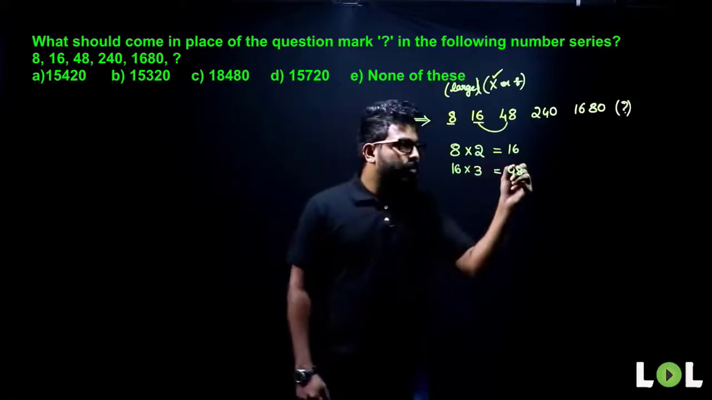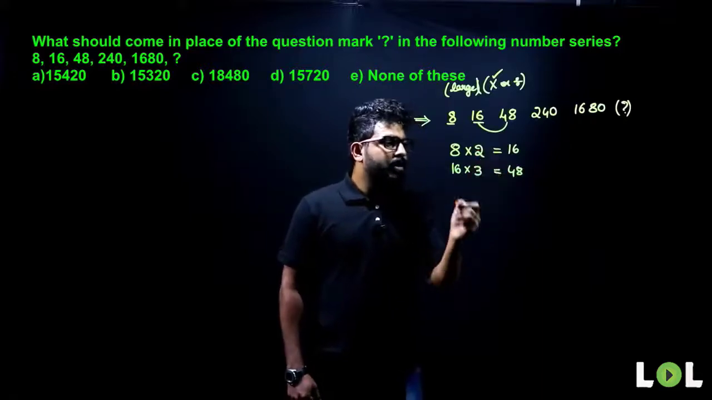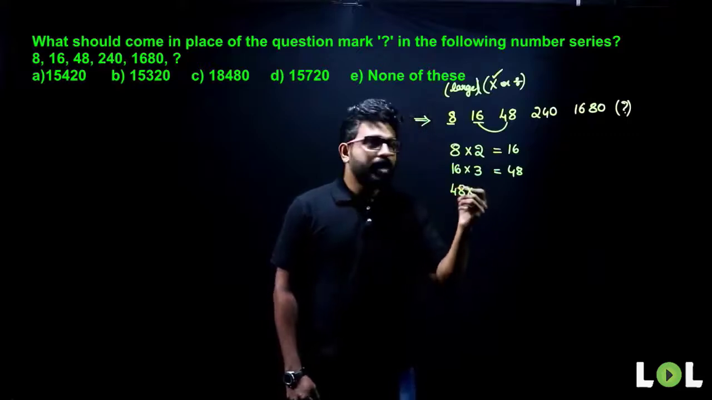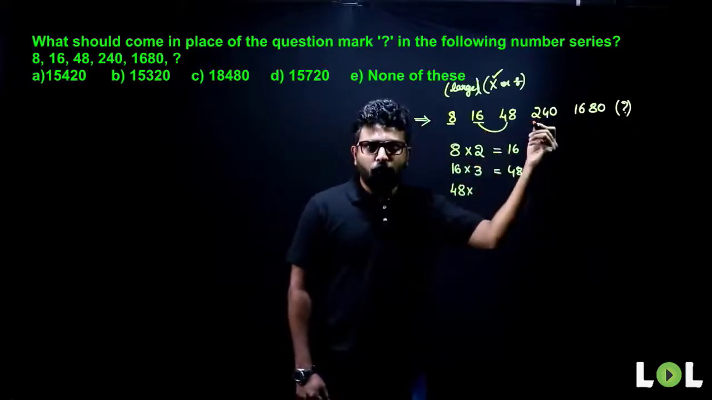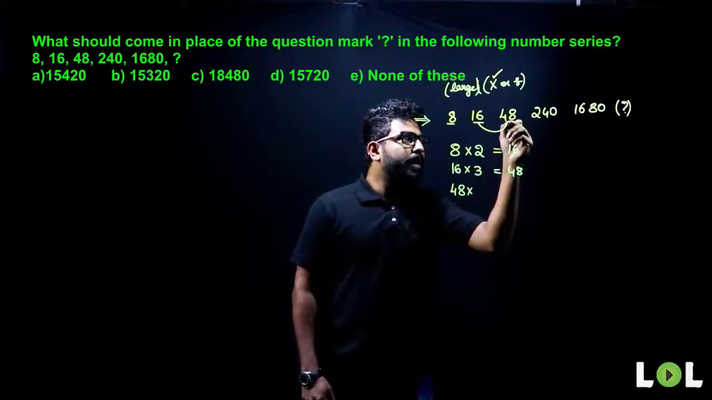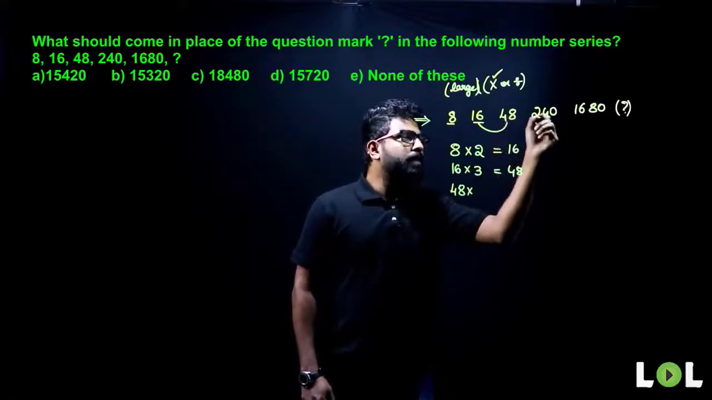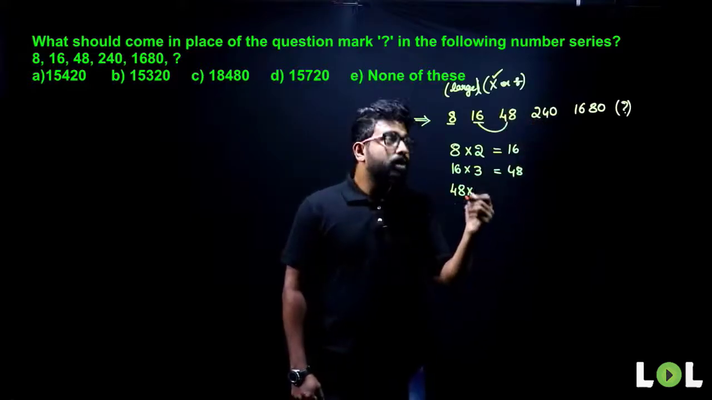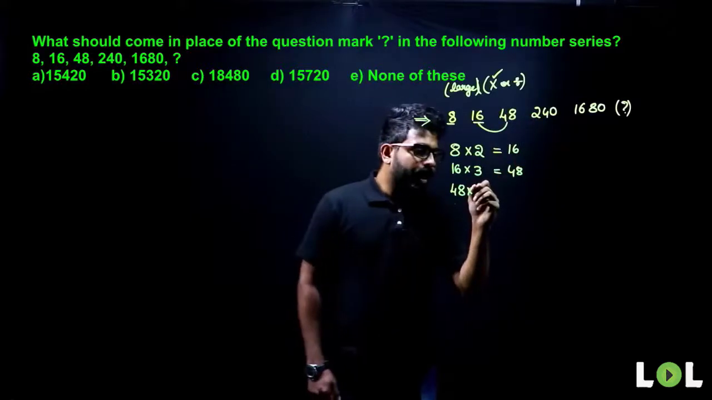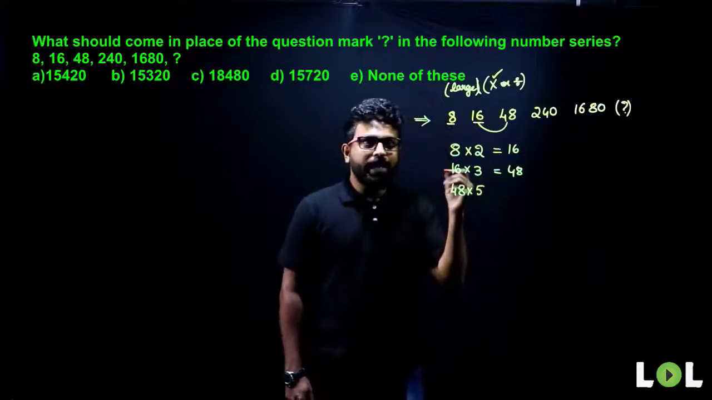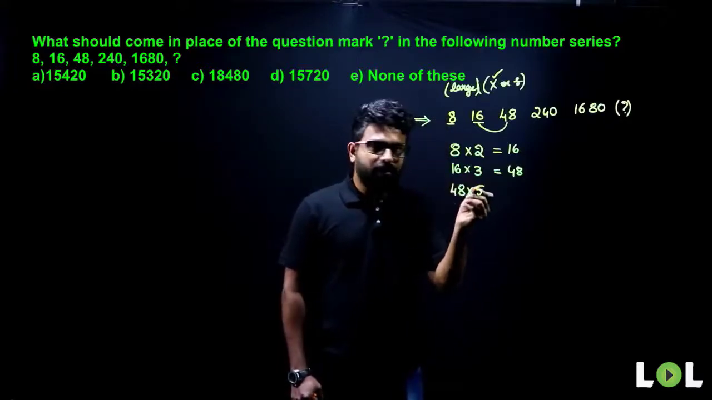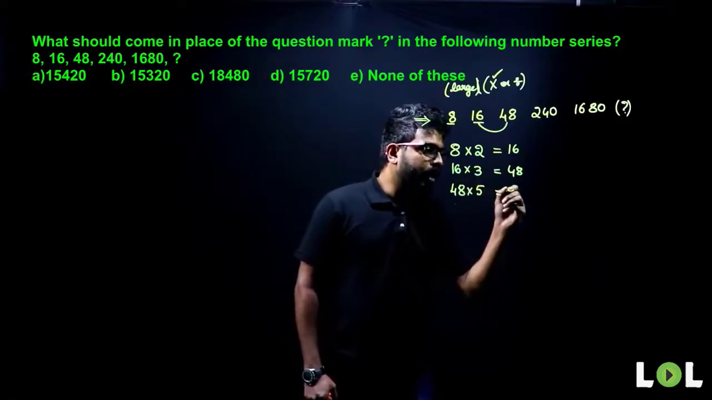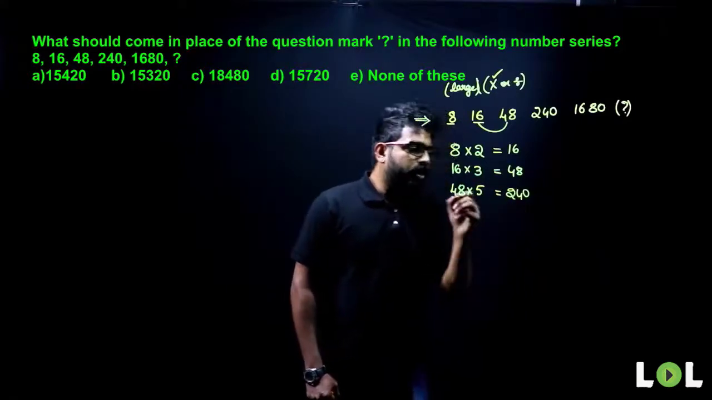So if I go with the same logic, I've got 2 here, I've got 3 here, then it must be 4. Am I right? If I multiply with 4, do I get 240 here? No, check this. If I multiply 4 with 48, my units digit must be 2. But in this case, that's not happening. So what do I need to do? I'll check with 5. 48 into 5: 40 with 5 gives 200, 8 into 5 gives me 40. So I'm getting 240 when I multiply 48 with 5.